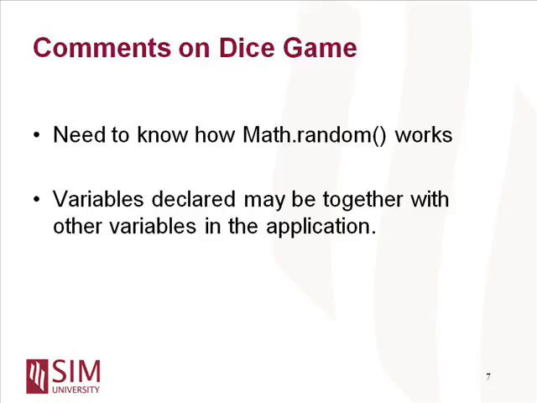But the more serious disadvantage is that variables declared may be together with other variables in the program. As a result, one cannot tell which parts of the code pertain to the dice and their behaviors and which parts do not. Object-oriented programming is a way of structuring the code so that you know which code corresponds to a dice and its behaviors and which ones pertain to other program logic.